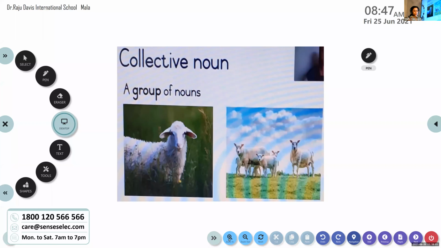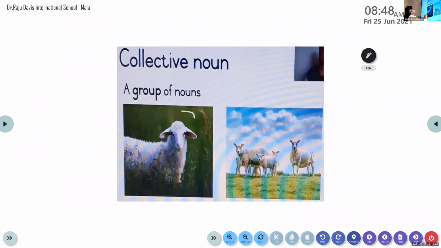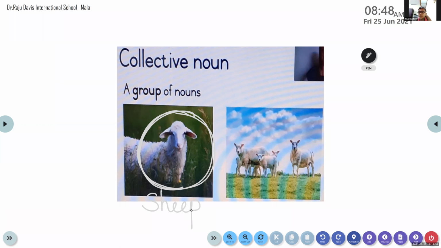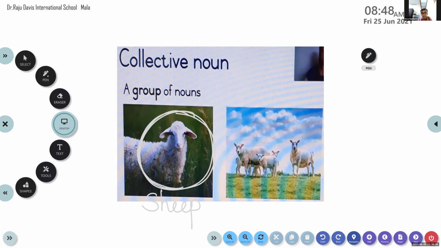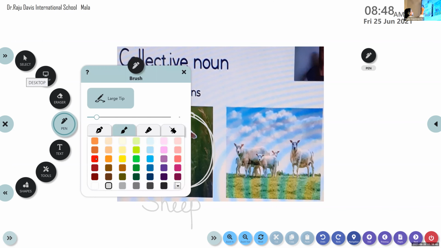So in this picture, you can see, in the first picture, what is it, children? Goat or a sheep. Yes. Here in this picture, you can see only one is there. So we call it a sheep. Have all of you understood? How many sheep are here in this picture? One. So we call it sheep. Is that clear? And the plural form of sheep is also sheep. We have already learnt in grade 2 that the plural form of sheep is also sheep.